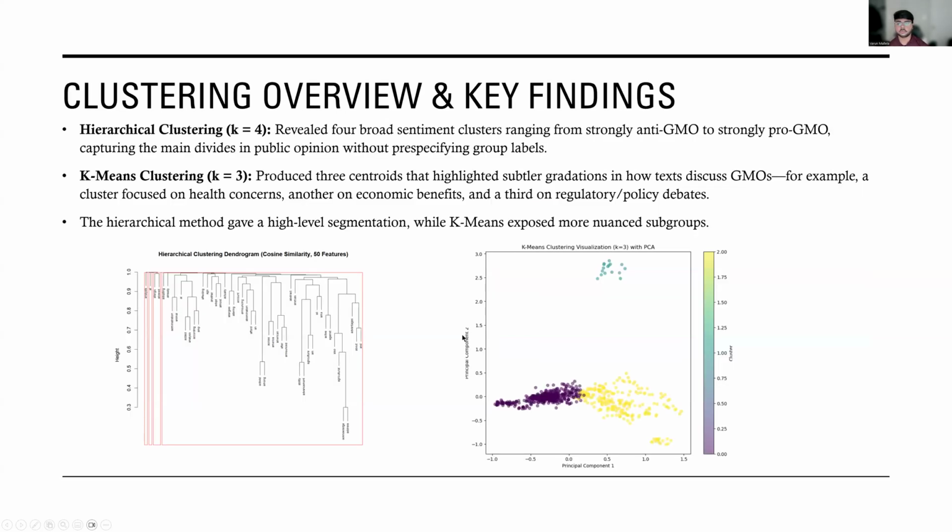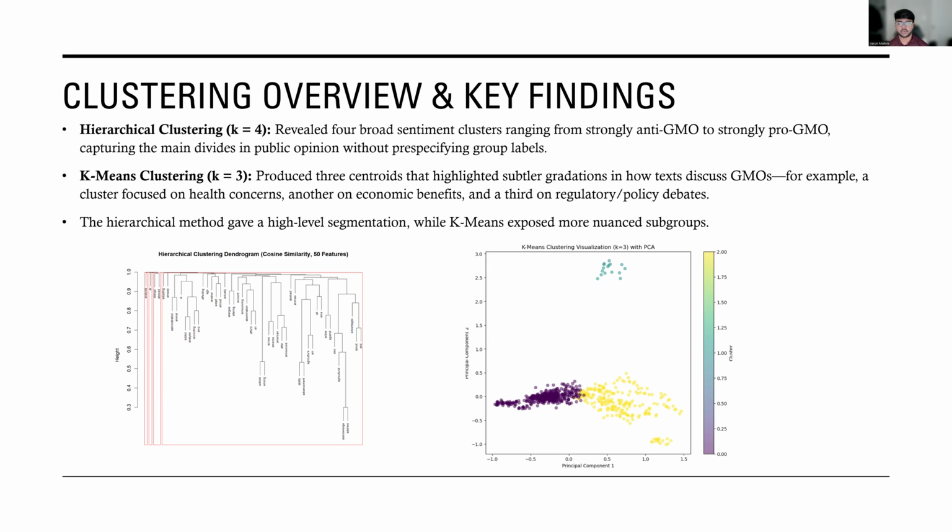Now, when it comes to exploring the data, I have used two different methods, which are unsupervised machine learning and supervised machine learning. In unsupervised, my first method was clustering. For clustering, I have used two different ways, which are k-means and hierarchical clustering. For k-means, k equal to 3 has shown the best results, so the data was divided into three different clusters. For example, one cluster was focusing on health concerns, another one was about economic benefits, and a third one was about regulatory or policy debates regarding GMOs.